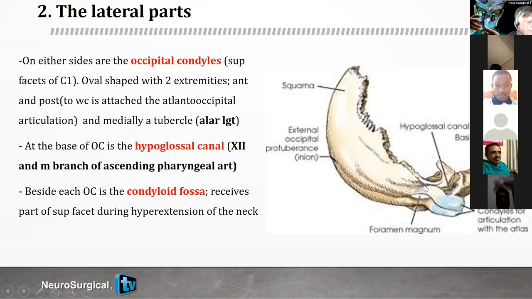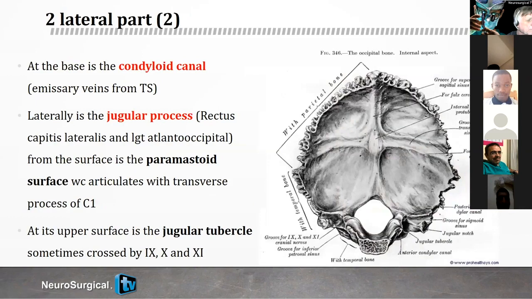Beside each occipital condyle are the condyloid fossae, which receive parts of the superior facet of C1 during hyperextension of the neck. At the base of the occipital condyle is the condyloid canal. This condyloid canal gives passage to emissary veins coming from the transverse sinus.